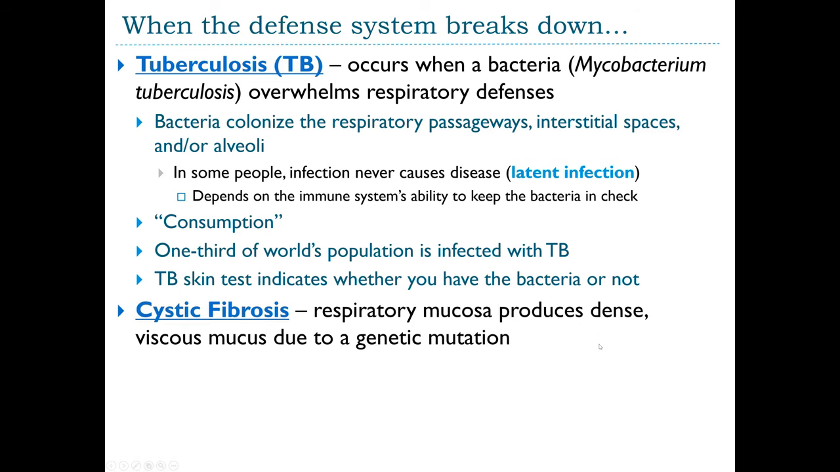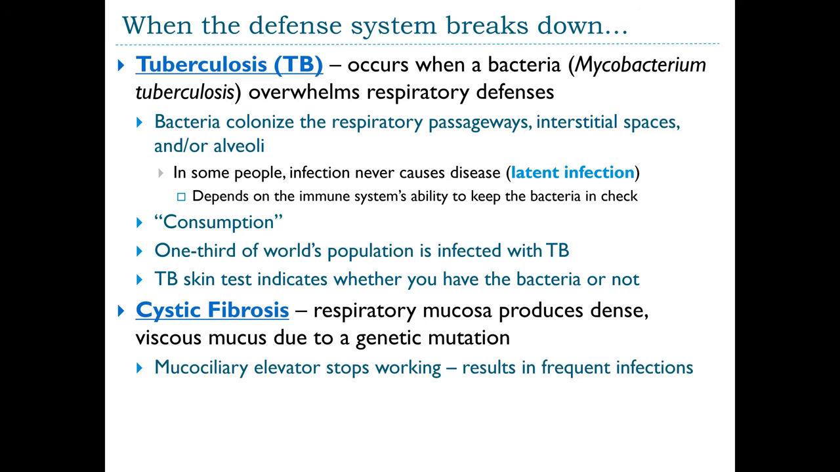Cystic fibrosis is a condition where the respiratory mucosa produces dense, viscous mucus due to a genetic mutation. Because the mucus is so thick and so dense, the mucociliary elevator that moves the mucus up to be swallowed stops working. So the mucus basically pools and stays inside the respiratory passageways, and this results in frequent infections, because bacteria can then colonize the mucus and start dividing.